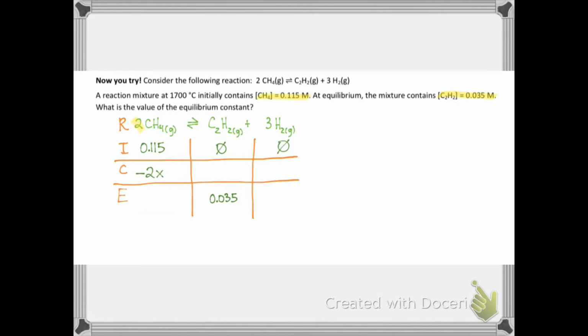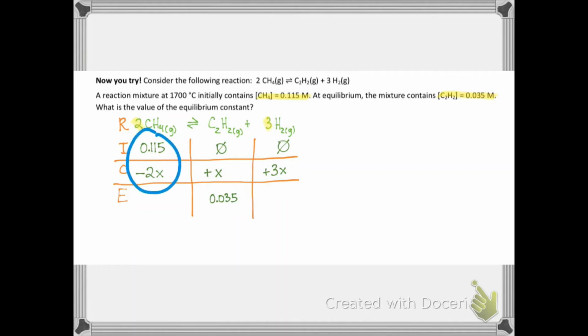Now our products, of course, are going to be positive because they're gaining. The stoichiometric coefficient of C2H2 is 1, so you're just adding x. But the coefficient of hydrogen gas is 3. So as the reaction runs, every time it changes, you're producing 3 times the amount of x. So now we have enough information to fill in the rest of our chart.